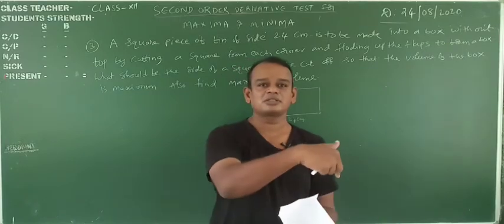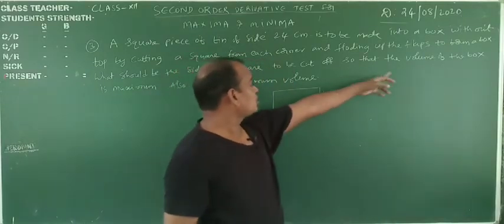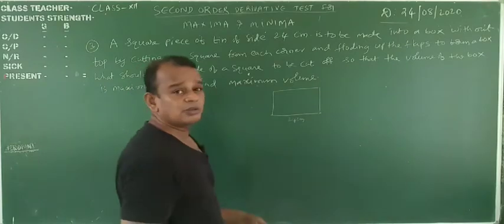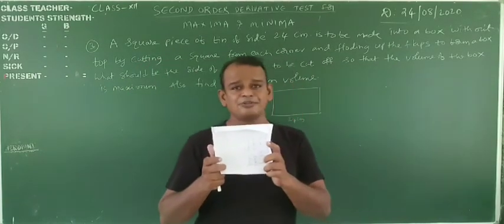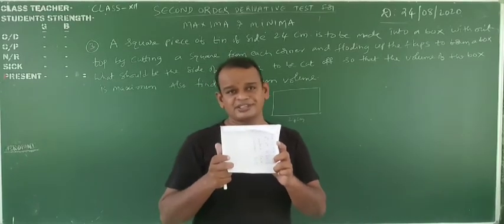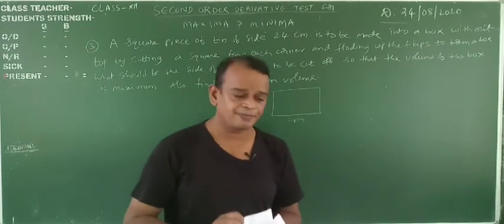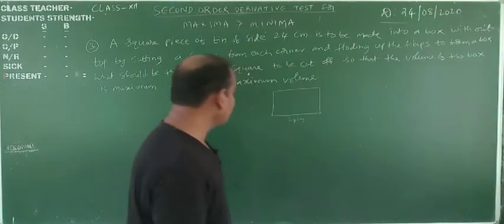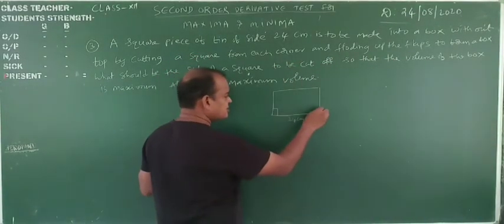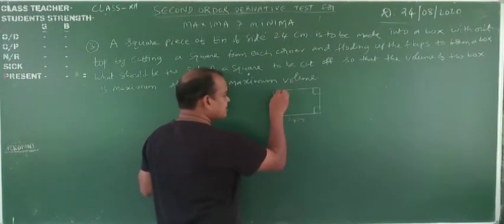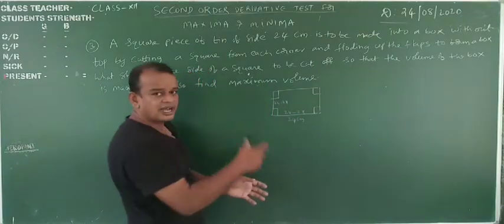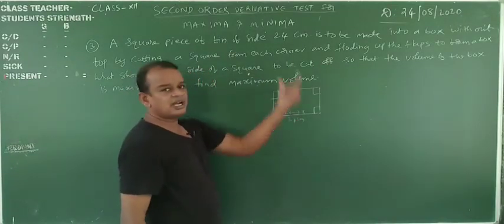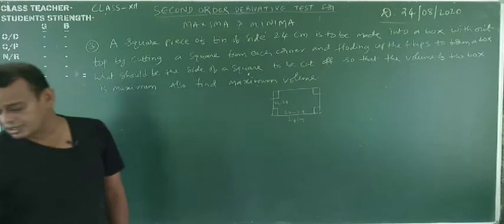Now the volume of the box should be maximum. Volume of the box means length into breadth into height. Length is 24 minus 2x, breadth is 24 minus 2x, height is x. Here the corner cut is x, this is x, this is x. It is folded into the box, and the height is how much you cut. What about the x?